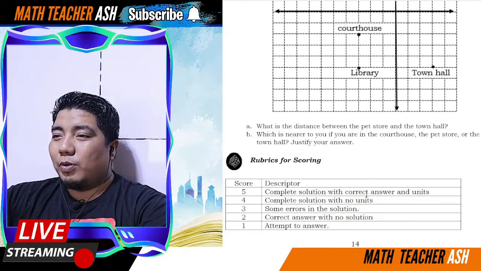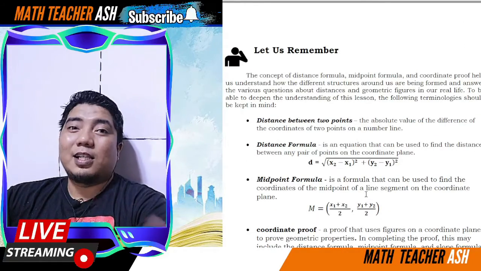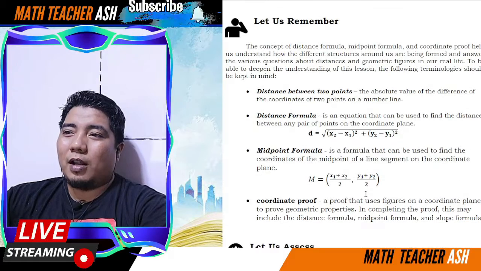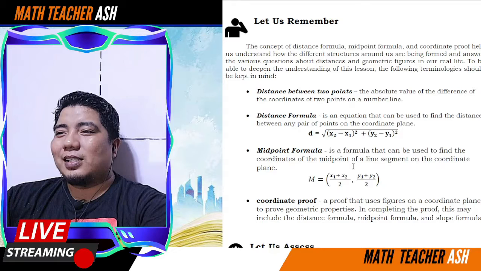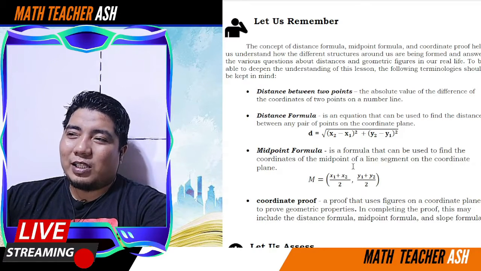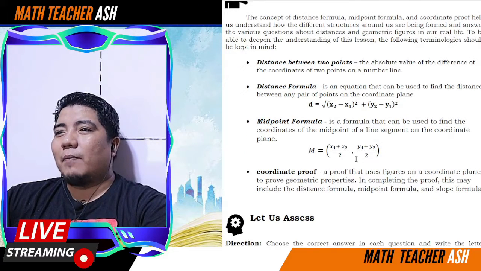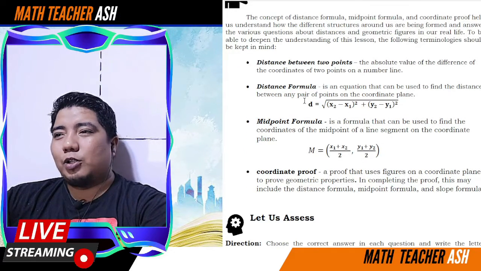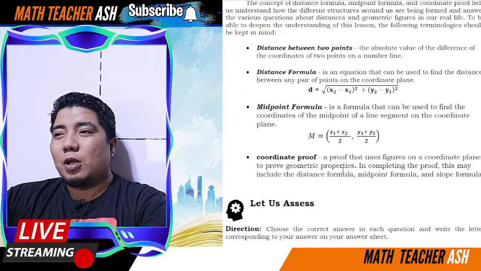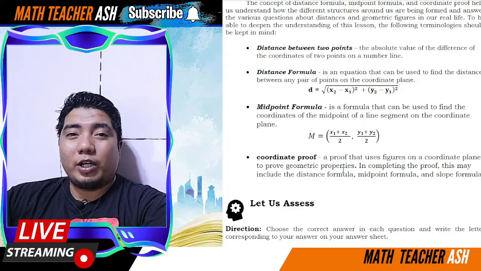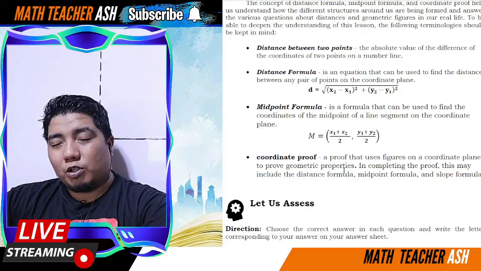We also have the rubrics for scoring. Okay, and then we have the remember. This is the generalization of the module na kung saan kailangan yung tandaan na the distance between 2 points should always apply the absolute value because distances are always positive. Okay. And then the distance formula is used, the midpoint formula is used for the midpoint, and the coordinate proof is used para i-prove ang mga coordinate or geometric figures in a coordinate plane in terms of their geometric properties.